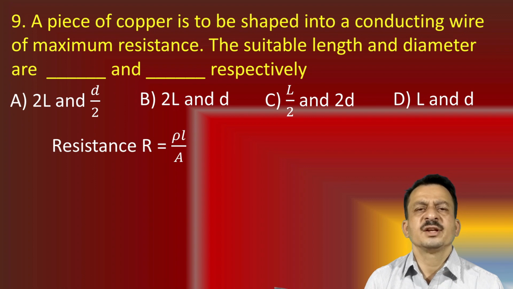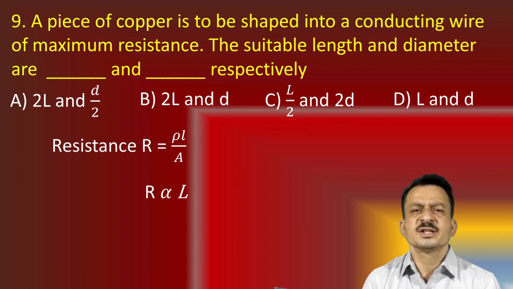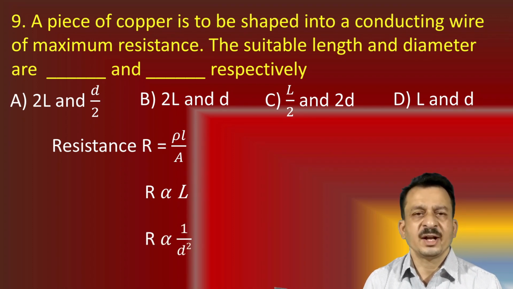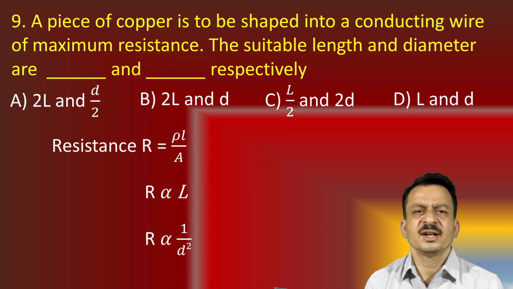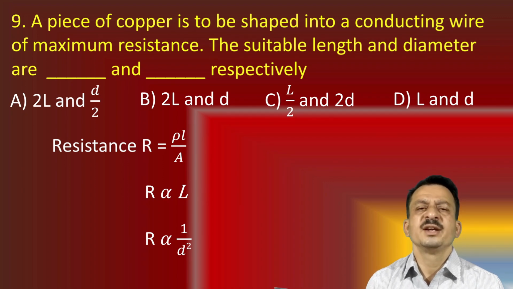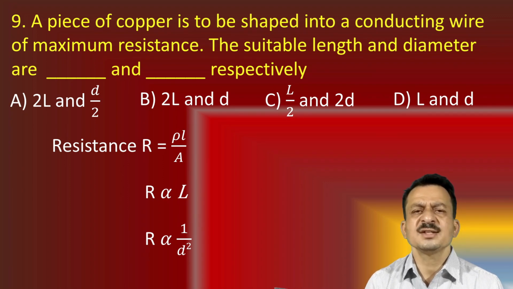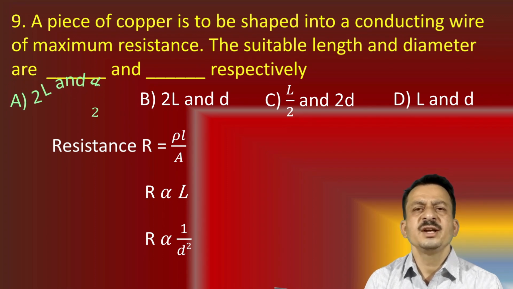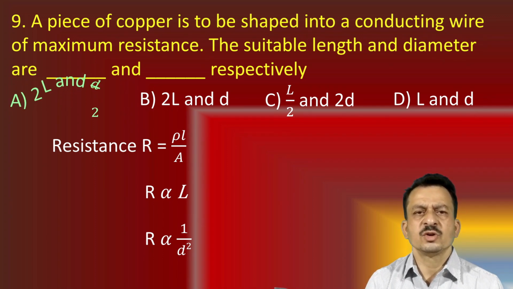Now we look at resistance, given by R is equal to rho into L by A, and therefore resistance is directly proportional to the length and inversely proportional to the square of the diameter. If it is radius, we take R square. Here it is given diameter, therefore we will take D square. So obviously A is the right answer. Length should be larger and the diameter should be smaller.